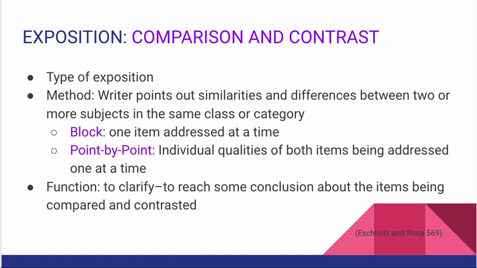The other type is point by point, where the author itemizes one aspect of the two items that are being compared at a time. The individual qualities of both subjects will be addressed in a single paragraph. The purpose of this method of exposition is to clarify. Specifically, the writer seeks to reach a conclusion about the items being compared and contrasted. For example, which car is the better car to buy for a specific purpose? This method of exposition is often used in decision-making.